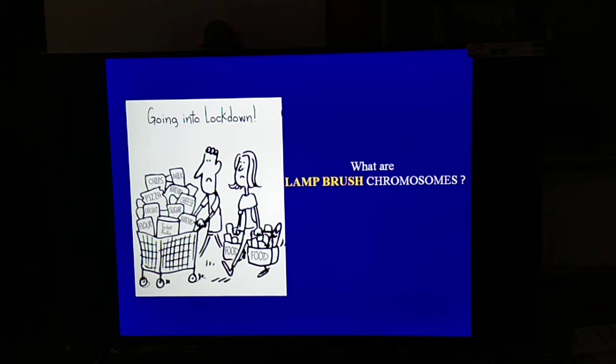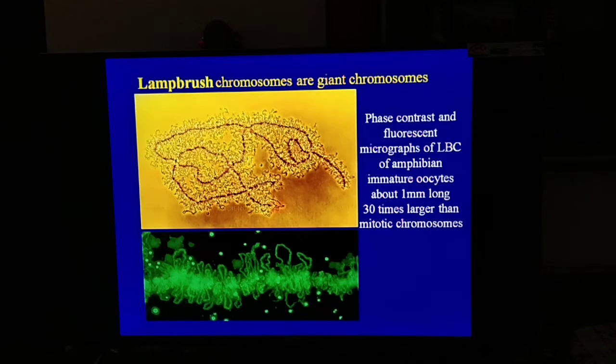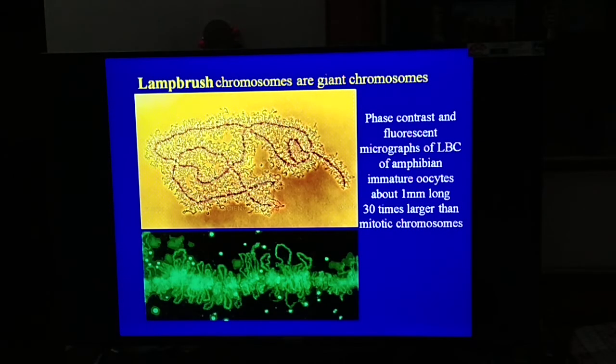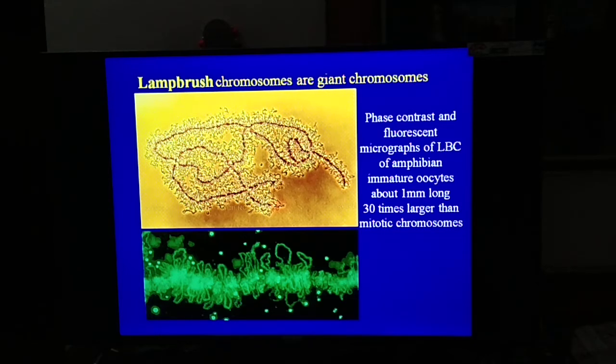What are Lampbrush chromosomes? Lampbrush chromosomes are giant chromosomes. Look at the phase contrast and fluorescent micrographs of Lampbrush chromosomes of amphibian immature oocytes. They are about 1 millimeter long in size, almost 30 times larger than mitotic chromosomes.